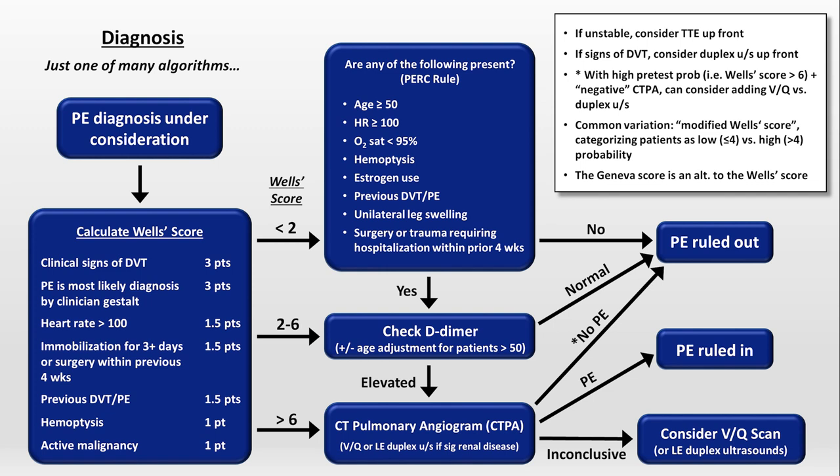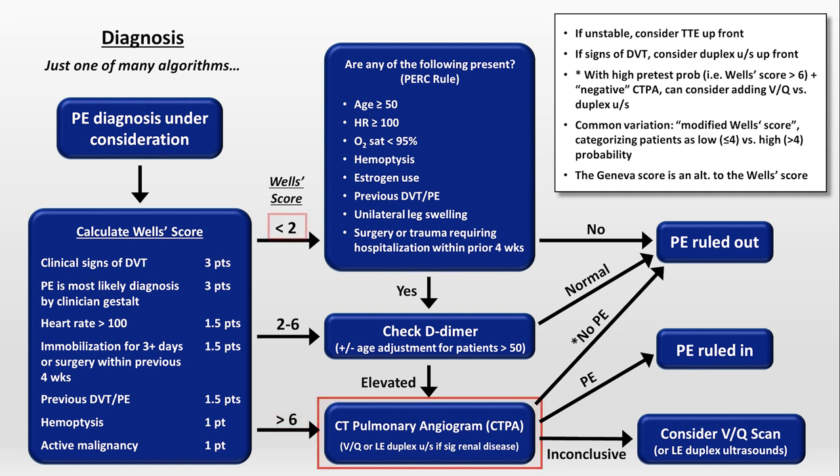In this algorithm, we calculate the Wells score here. It was within the 2 to 6 range, which means the next test to order is a blood test called a D-dimer. If the D-dimer is normal, a PE has been ruled out. If it's elevated, one should proceed with a CT pulmonary angiogram. If, on the other hand, the patient's Wells score was more than 6, they would have a high enough pretest probability for PE that a negative D-dimer would not result in a low enough post-test probability to rule it out. So in this case, the D-dimer step is skipped altogether.